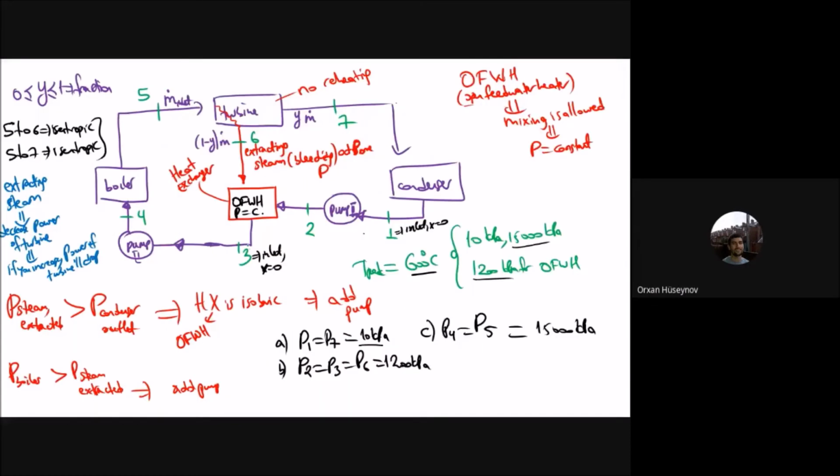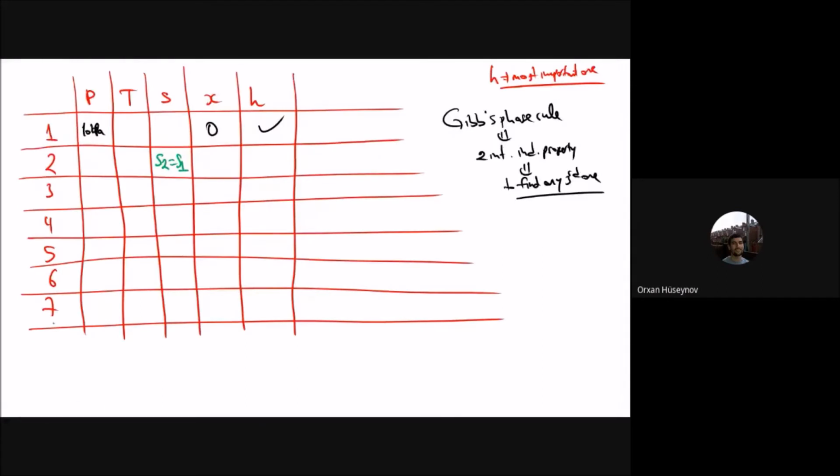The pressure at point 2 is also known, because from 1 to 2 is the pump. The pump raises the pressure from 1, which is 10 kilopascals, to 2, which is 1200 kilopascals. So I also know the pressure value at 2, 1200 kilopascals. Therefore, this part is also solved, and I can find the enthalpy value.